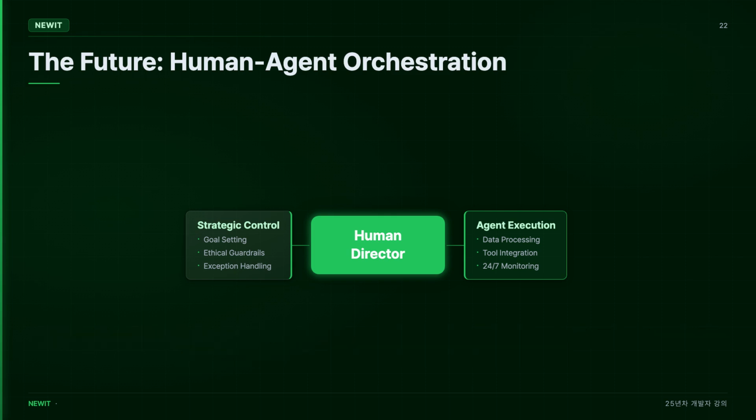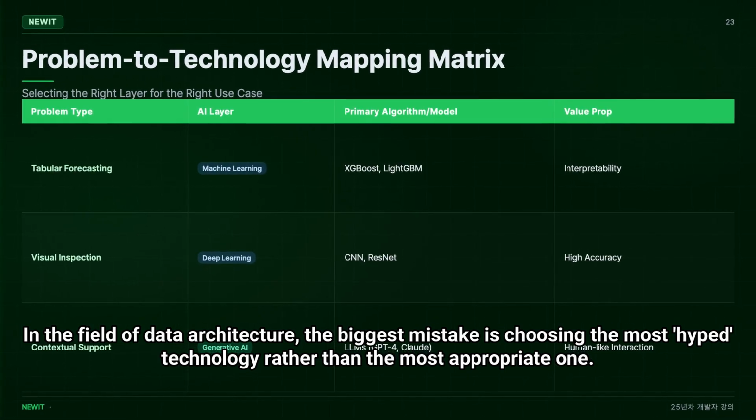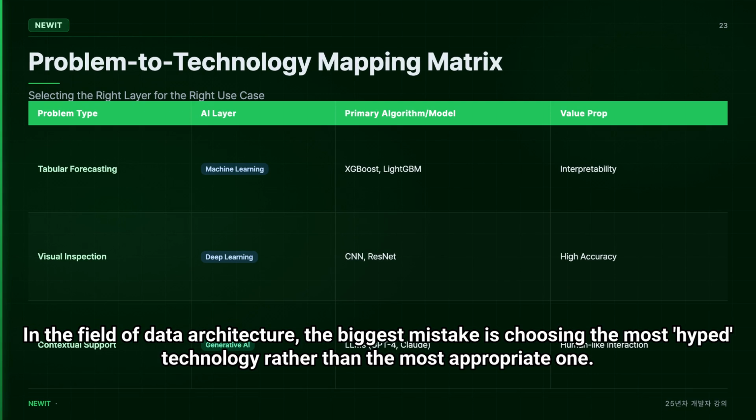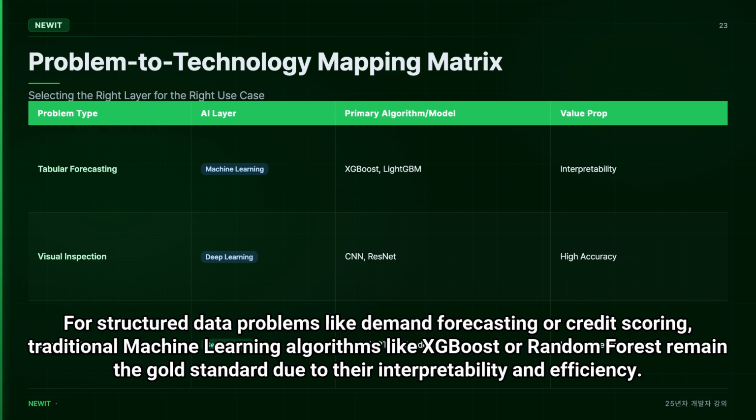tested under fire. In the field of data architecture, the biggest mistake is choosing the most hyped technology rather than the most appropriate one. When a business stakeholder asks for a solution, a professional engineer must map the problem to the correct layer of the AI hierarchy. For structured data problems like demand forecasting or credit scoring, traditional machine learning algorithms like XGBoost or Random Forest remain the gold standard due to their interpretability and efficiency.